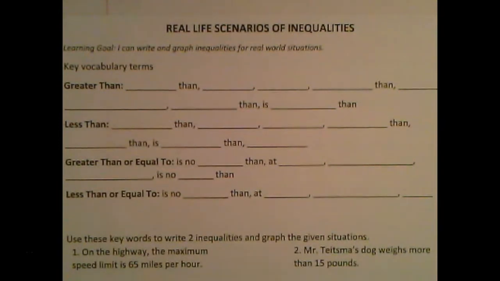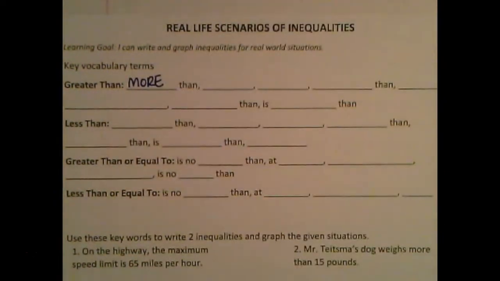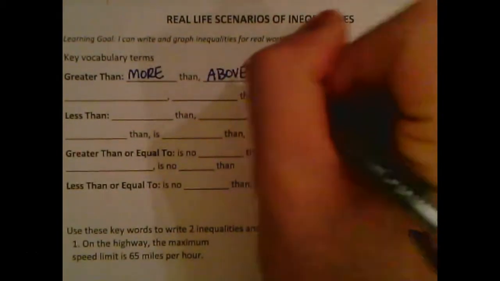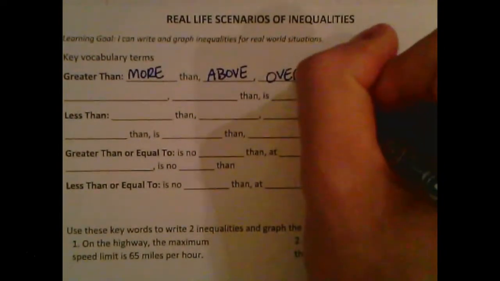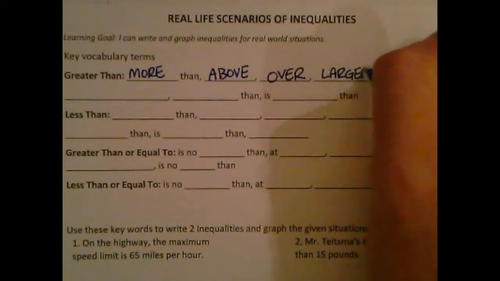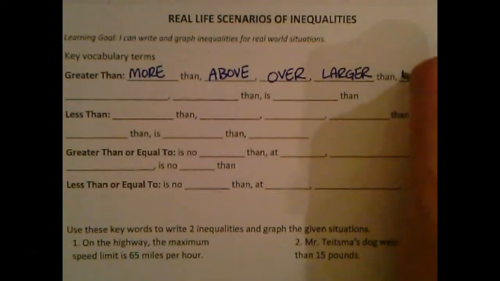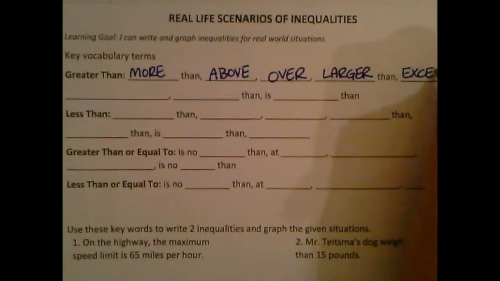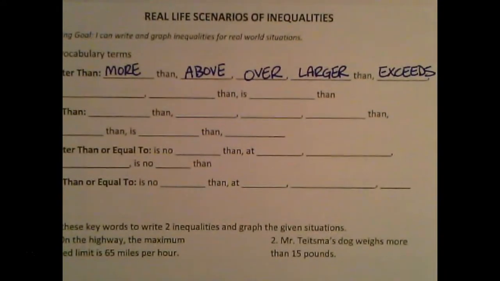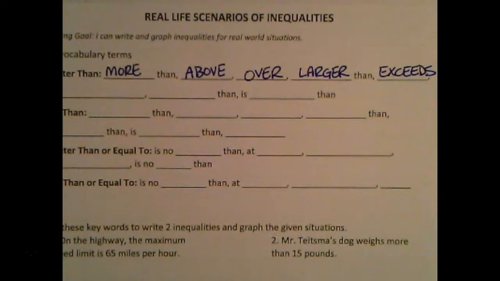All right, taking a look at greater than. Our first word is more than. So when you see more than, we're talking about something that's greater. Above. Over. Larger than. Exceeds. So like if someone exceeds the speed limit, they're going over the speed limit. All right, leave that there for a second so you can copy that down because I have to slide it back over a little bit.